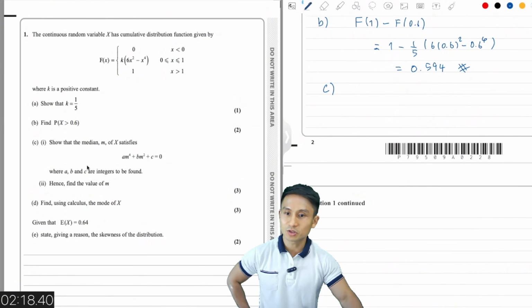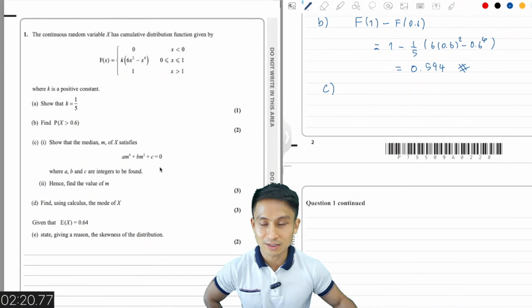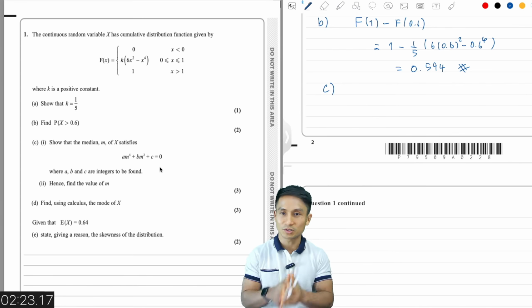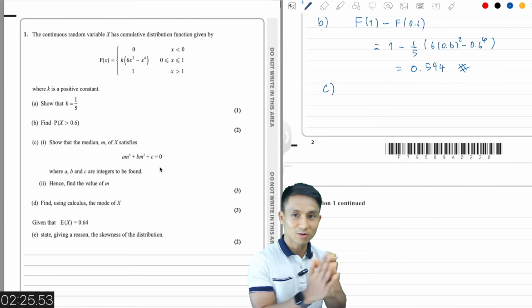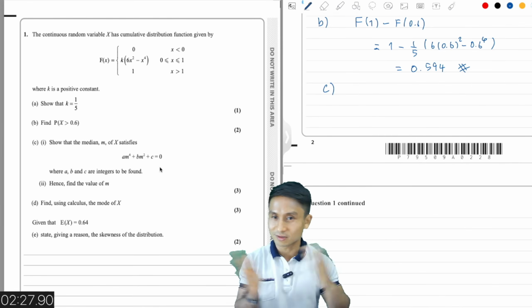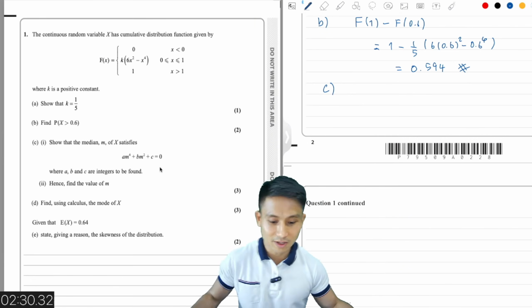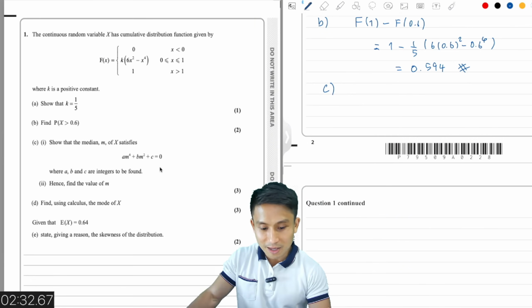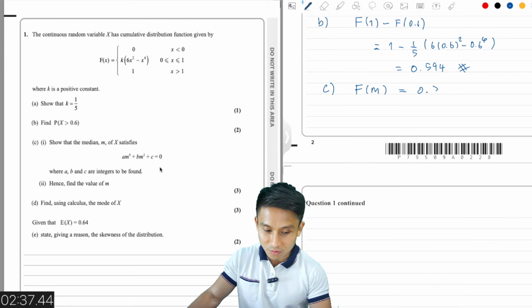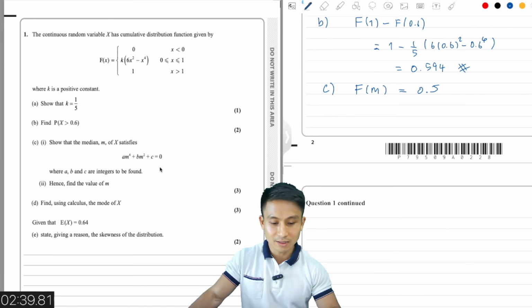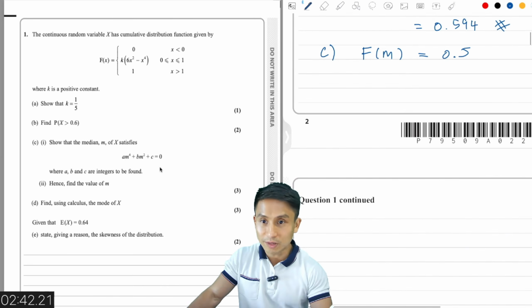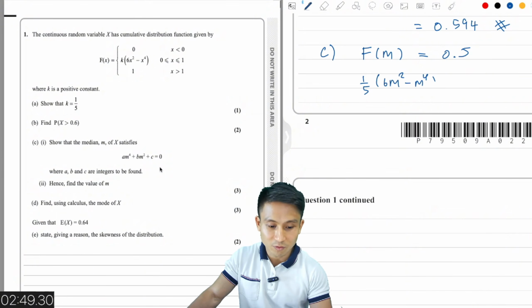Part C, i, show that the median m of x satisfies this. So the median happens when the probability from the left tail is equal to 0.5, or the right tail, because either way it's just 0.5, right? So we are finding the median m, so f of the median will give us 0.5. If we substitute m into the x there, k already known to be 1 over 5, so 6m squared minus m to the 4 should be put equal to 0.5, right?